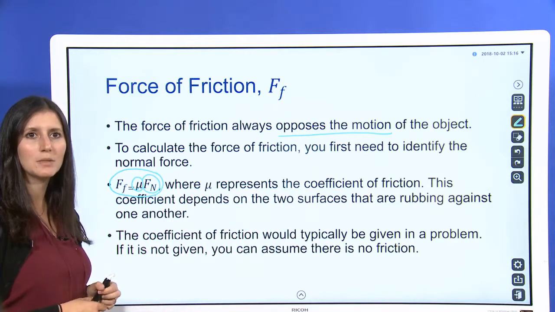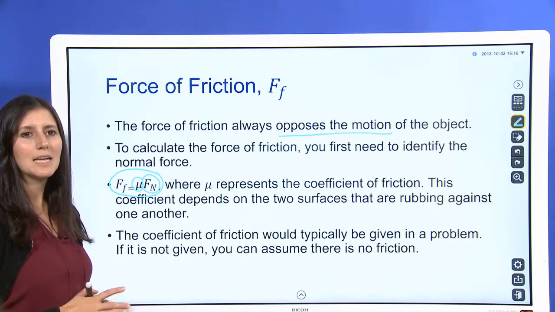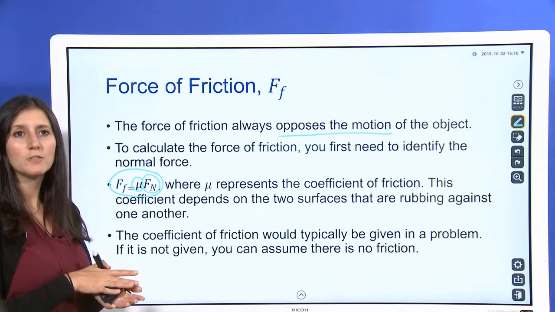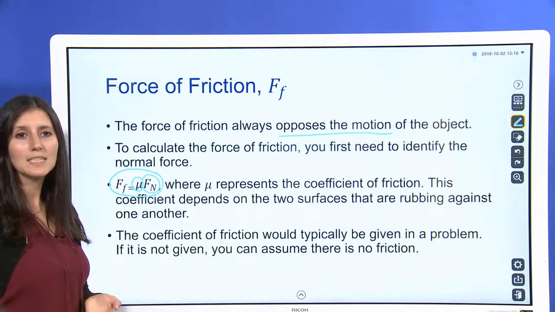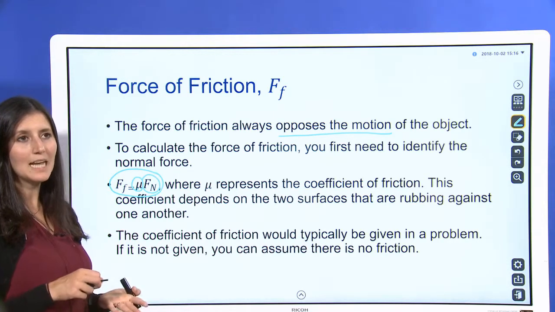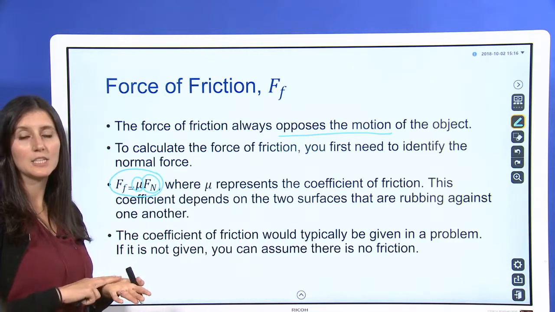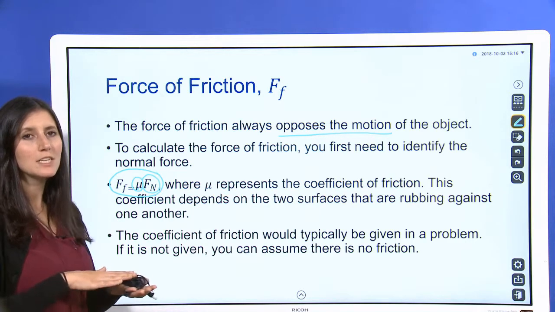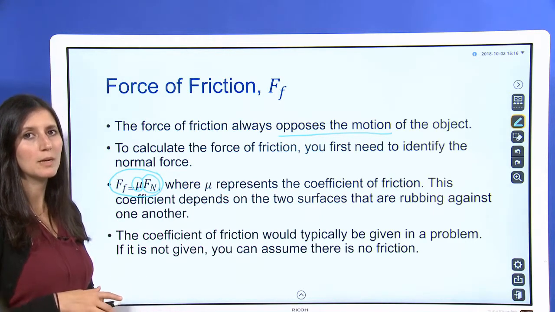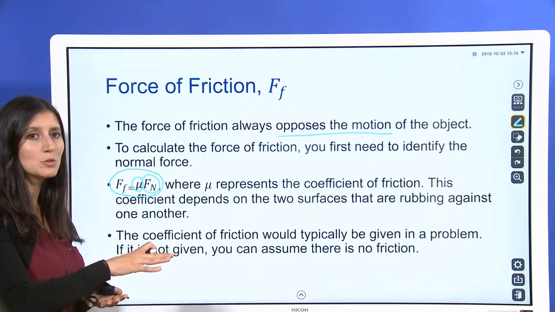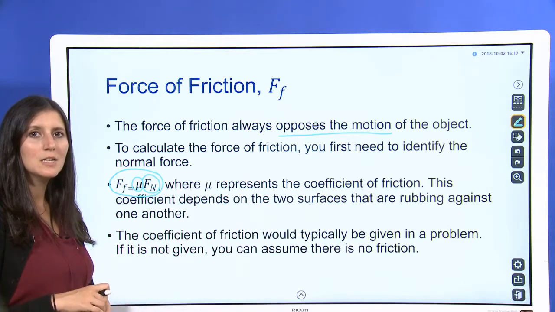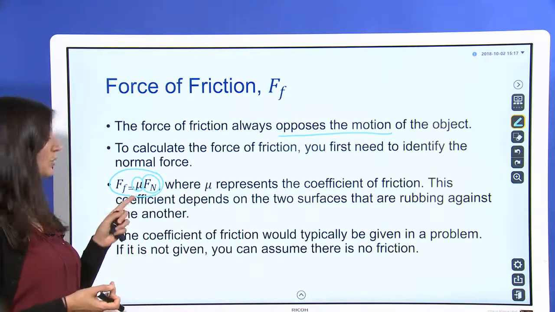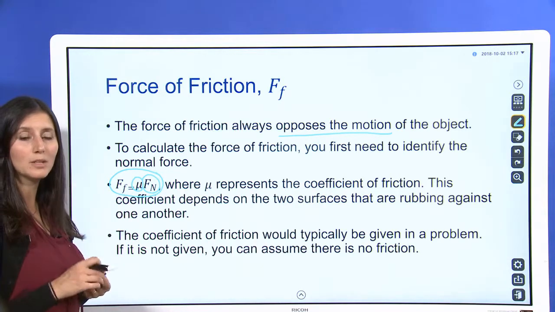What does the coefficient mean? All that means is that it's giving us an indication of how rough the surfaces are with each other. So let's say I have a hockey puck and I'm sliding it across a sheet of ice. When I'm sliding it across, the two surfaces are relatively smooth compared to one another. So when I slide it, it's really easy to slide it across. So the coefficient of friction between a hockey puck and ice would be pretty low, a pretty small number.